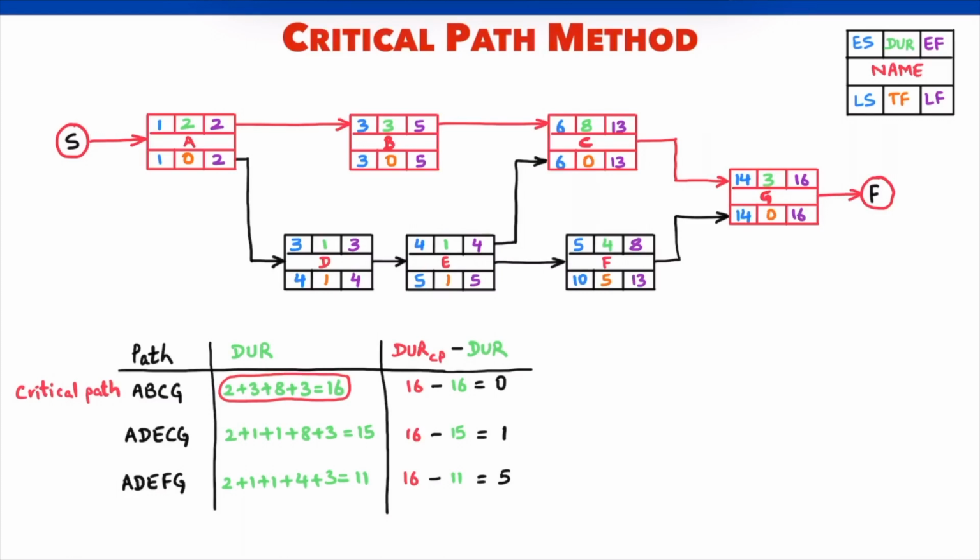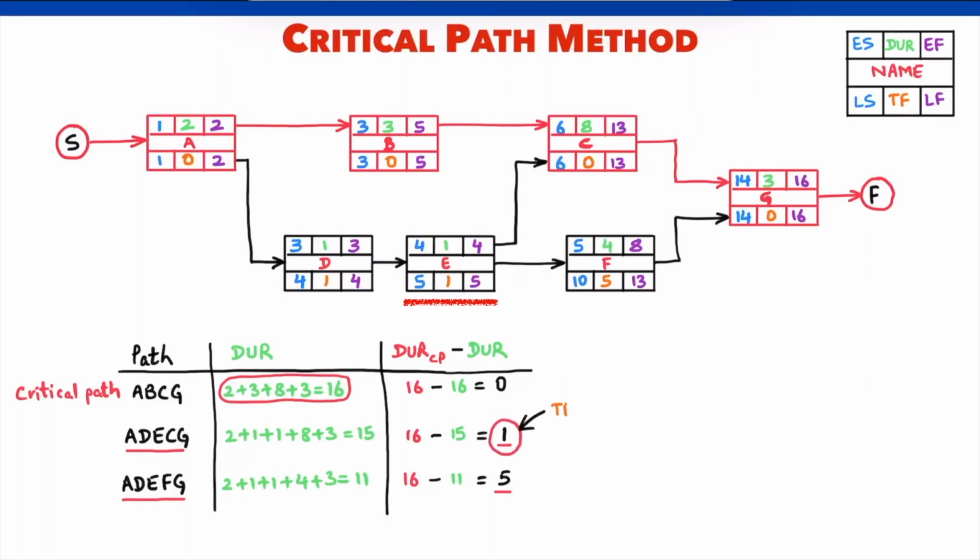Let's try to find the total float of activity E. E belongs to two different paths, A, B, E, C, G with a duration gap of 1 and A, D, E, F, G with a gap of 5. The minimum among these two is 1. 1 is the total float of E.